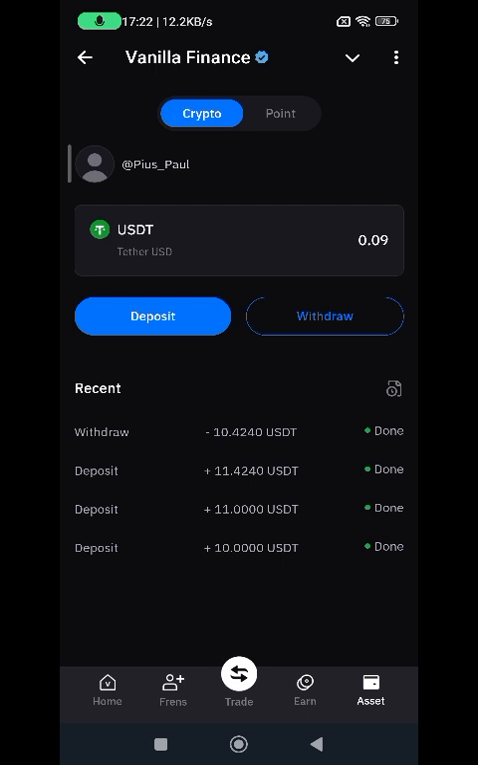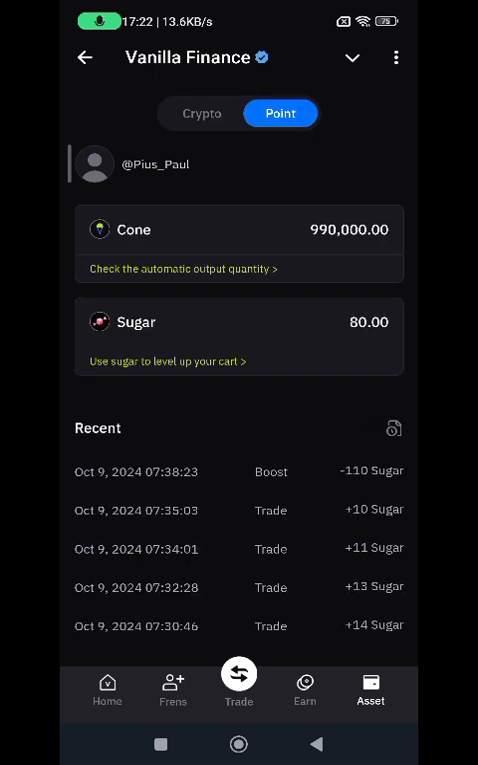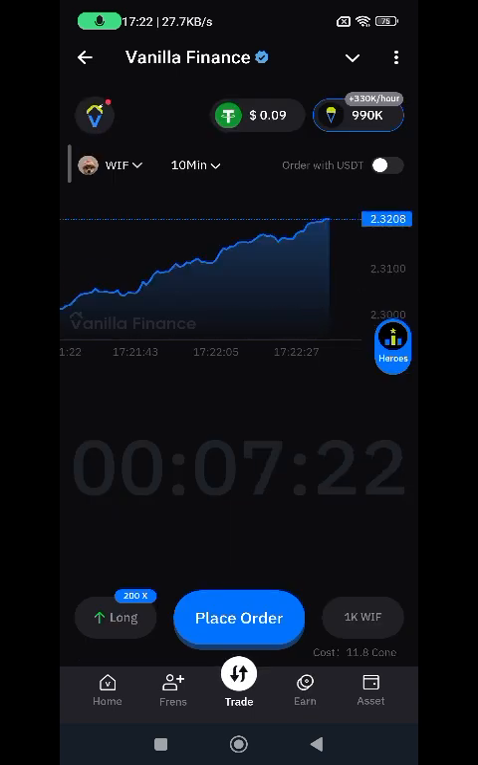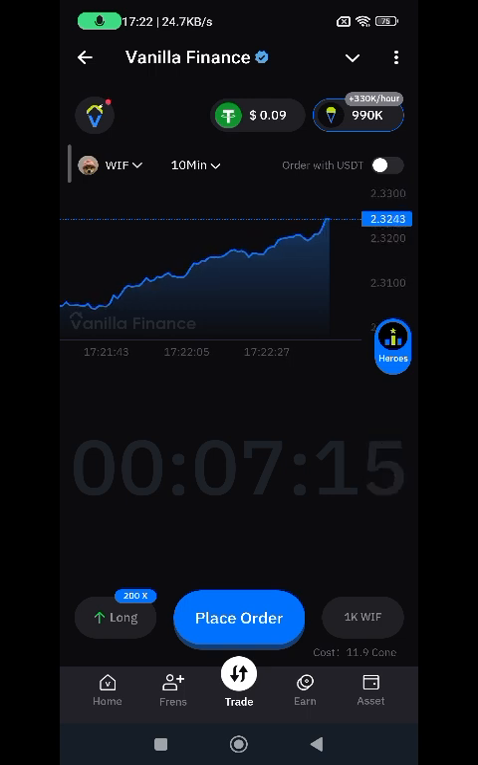So this is crypto and this is point. The point system is the coin system and also the sugar. All right, so we'll also go into that. So let's get to the drill. Now, this is the trading interface of Vanilla Finance, and this is where the game changer is. This is where you make the money.